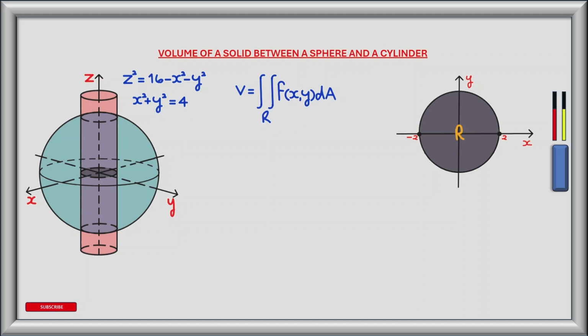Now let's look at what we need to do to find the volume. The volume is a double integral over the region capital R. This will sum infinitesimally small pieces of area, shown here as dA. When we multiply the infinitesimally small pieces of area by a height function, shown here as f of xy, this will give infinitesimally small pieces of volume.